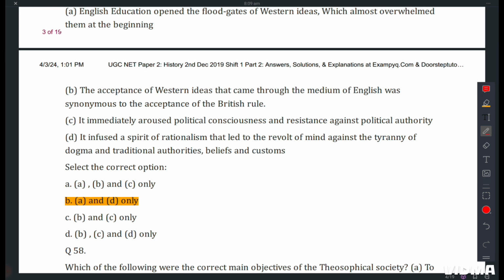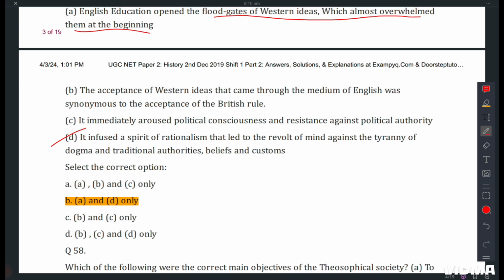The fourth statement, this one. The introduction of English education broke the barrier which had hitherto shut India from the Western world. It opened the floodgates of Western ideas which almost overwhelmed them at the beginning. It raised the issue of nation, nationalism and national identity among the people of India. It helped to foster a sense of unity among Indians.